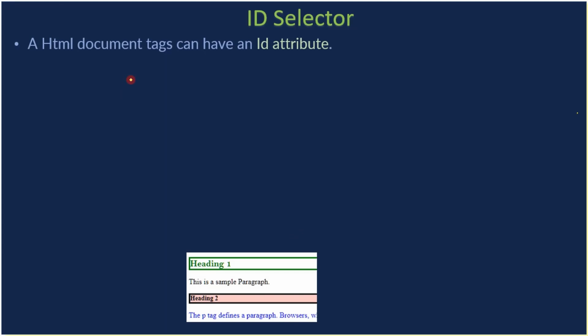So HTML document tags can have an ID attribute. Previously we saw the class attribute, right? Likewise, we can have an ID attribute as well. ID should be unique throughout the document. That's the recommended practice: if you have a tag and you specify an ID, that ID should be unique inside the document.